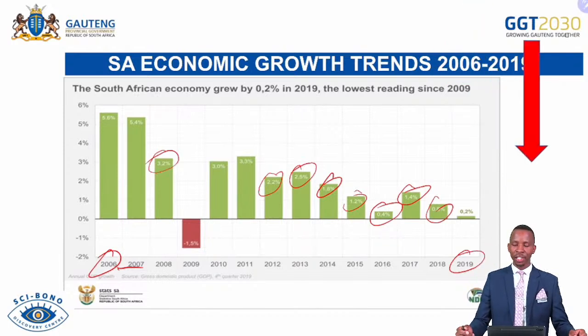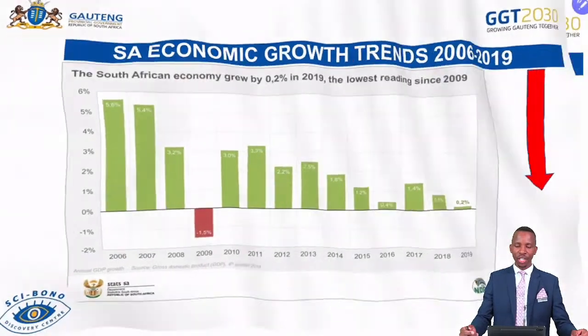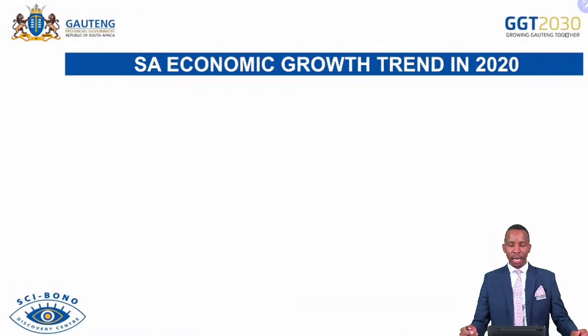Let's check the next trend. This arrow indicates the decline in economic growth trends over these past years. And then let's check the next slide, which is 2020.